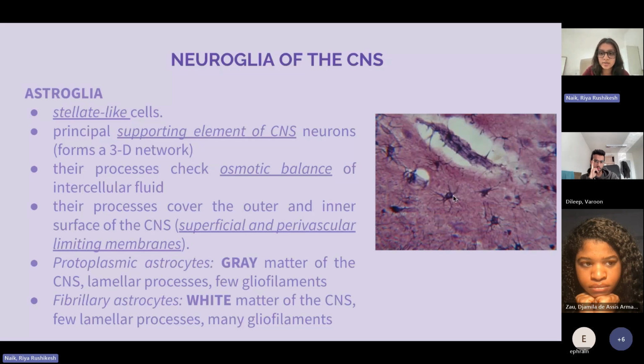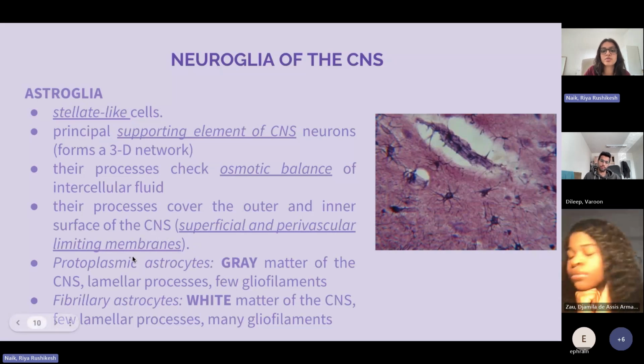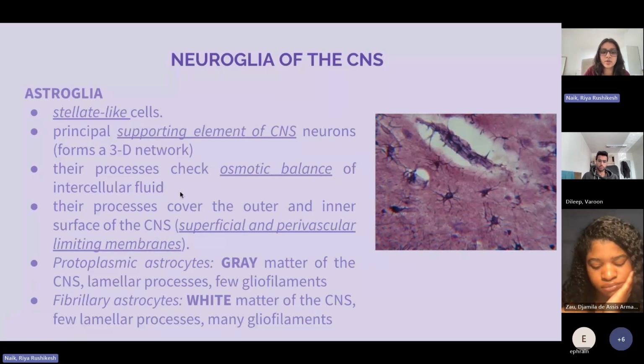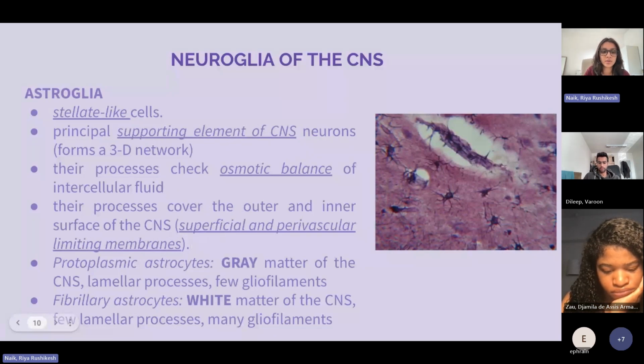And you see these processes which they have. They have special receptors which help in maintaining and checking the osmotic balance of all the intracellular fluid which is found in the CNS. Their processes also cover two layers of the CNS surfaces, the superficial and the perivascular limiting membranes. These two are really important terms for astroglia, which you have to remember at any cost. And astroglia are further split into two types.